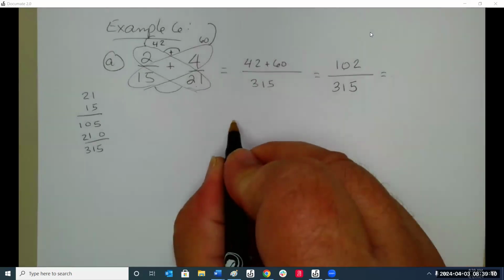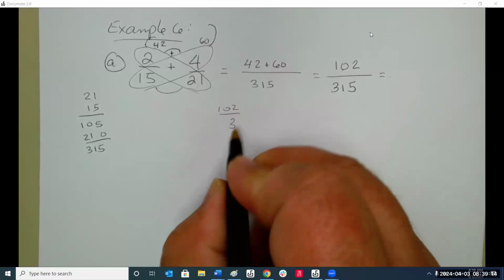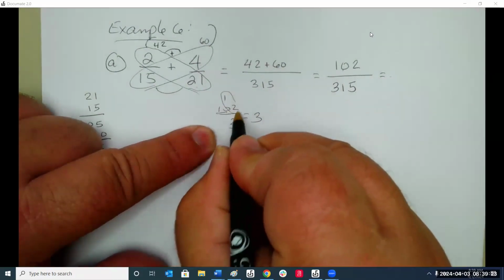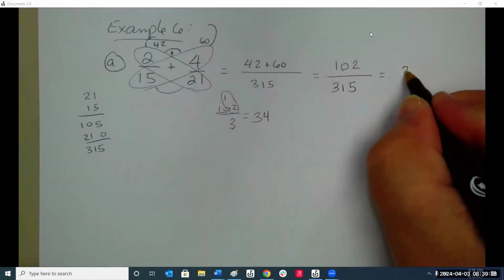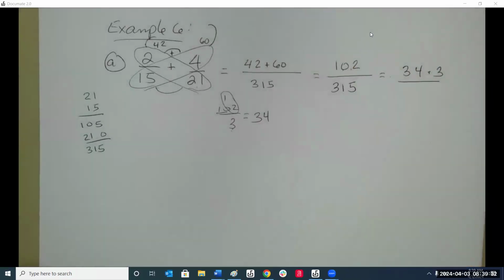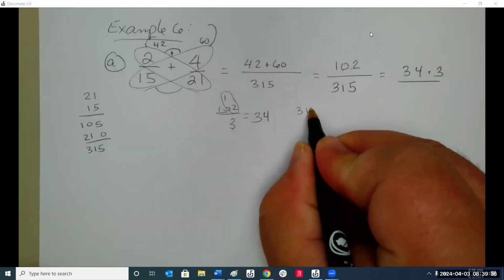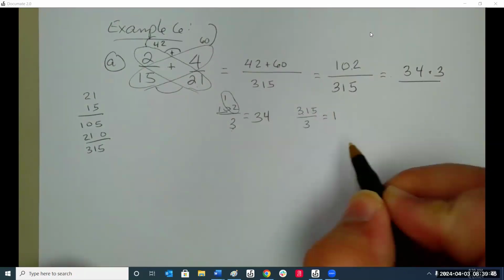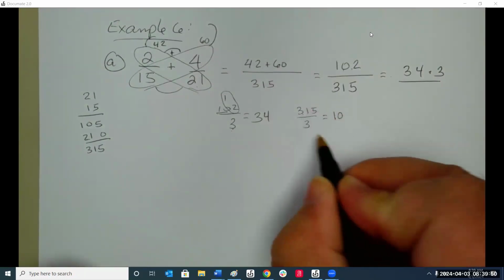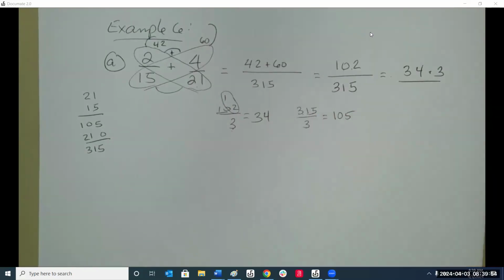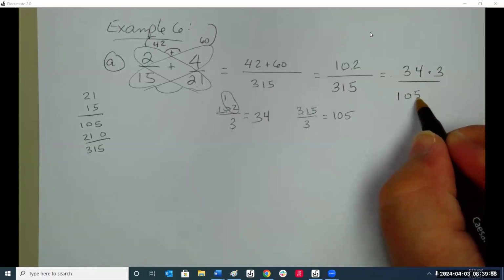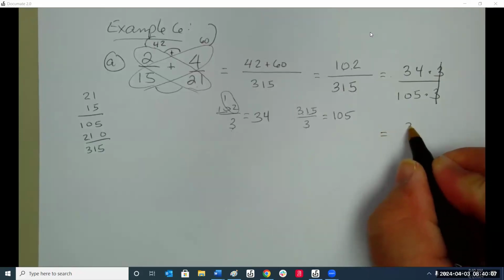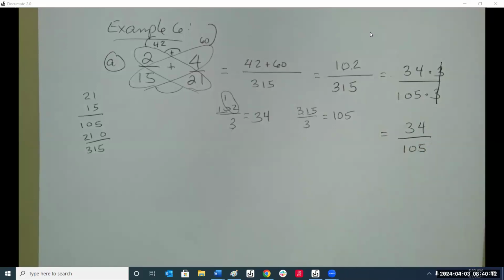So let's look at this. Three goes into 10 how many times? Three with one left over. Three goes into 12, four. So we have 34 times 3 is 102. How many times does 3 go into 3? Once. 3 does not go into 0, into 1, so it's a 0 there. But 3 goes into 15 5 times. So the 3s cancel. What we end up with is that.